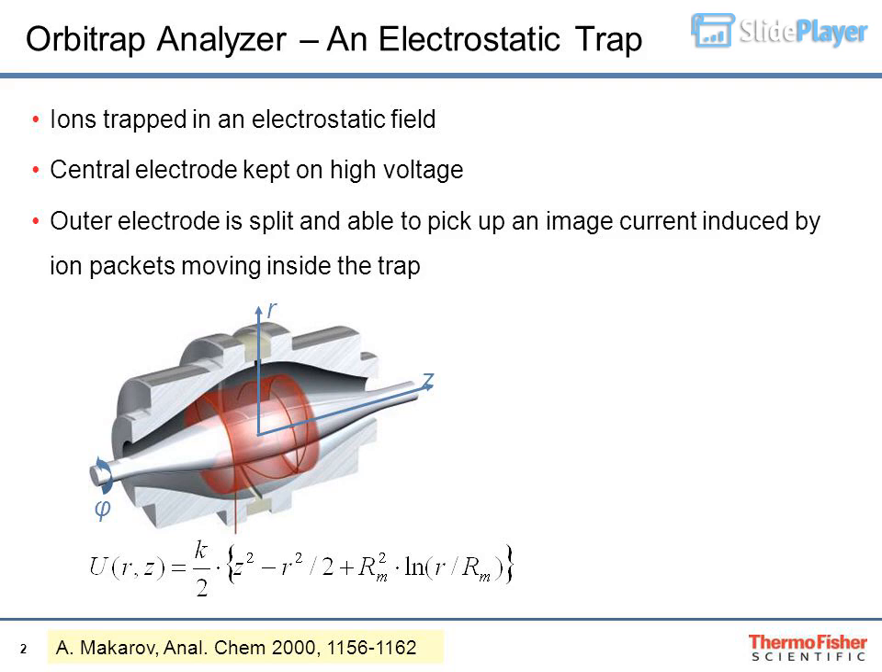Ions are trapped in an electrostatic field. The central electrode is kept on high voltage. The outer electrode is split and able to pick up an image current induced by ion packets moving inside the trap.